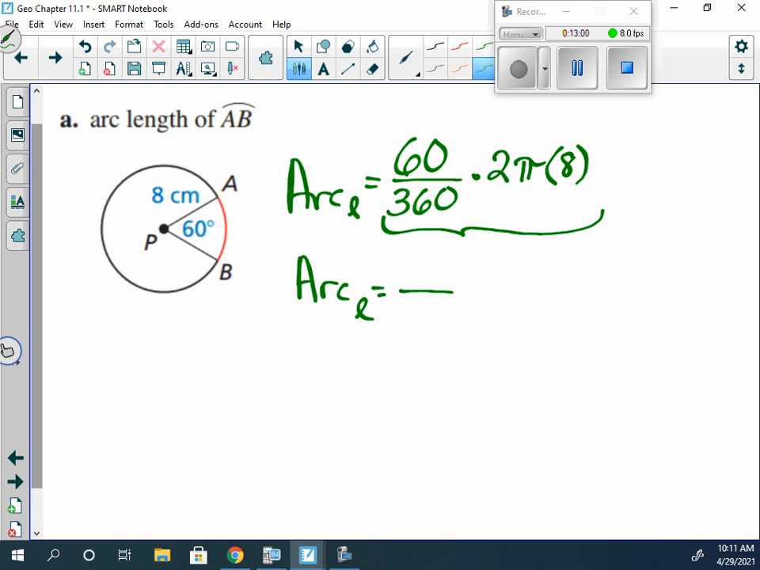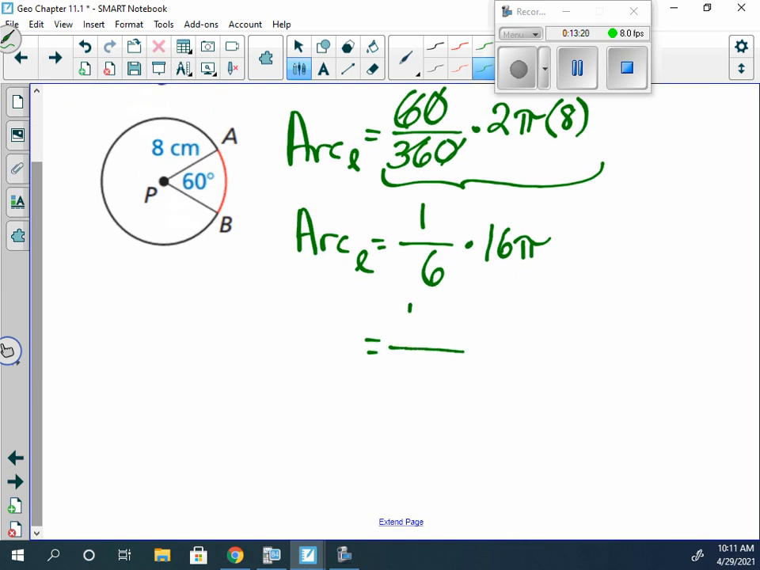If we did this by hand, well, 60 over 360, those will simplify. 6 goes into 36 6 times, so that would just simplify to 1/6. 2 times 8 is 16 pi. So if we multiply these together, we would get 16 pi over 6. So 16 pi over 6 would reduce, because we do have a common factor of 2 in the top and bottom, to give us 8 pi over 3. But most likely, if you'd typed that in the calculator, it would have just told you it's 8 pi over 3. So this here is the arc length from A to B.